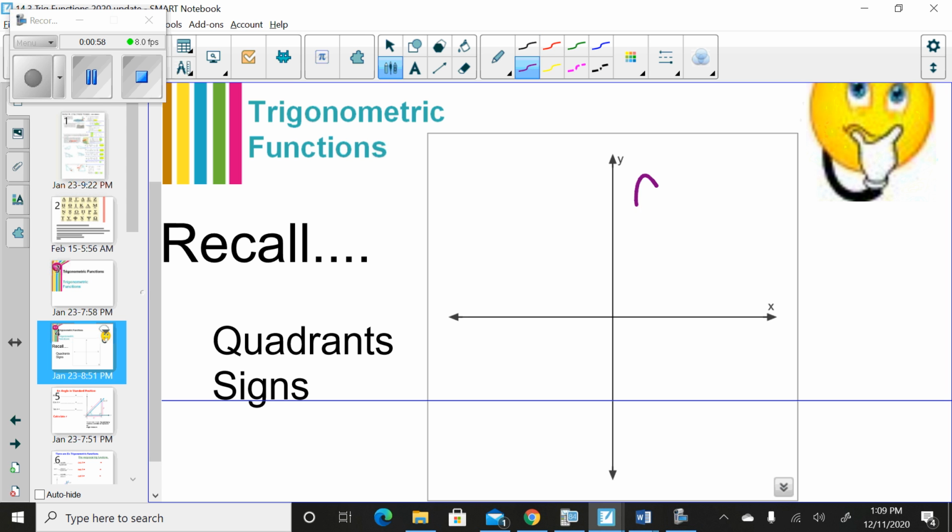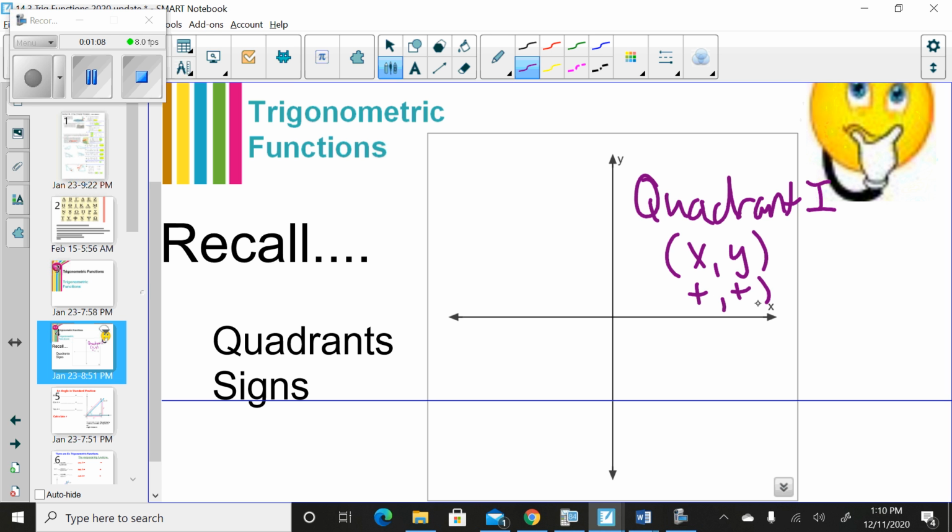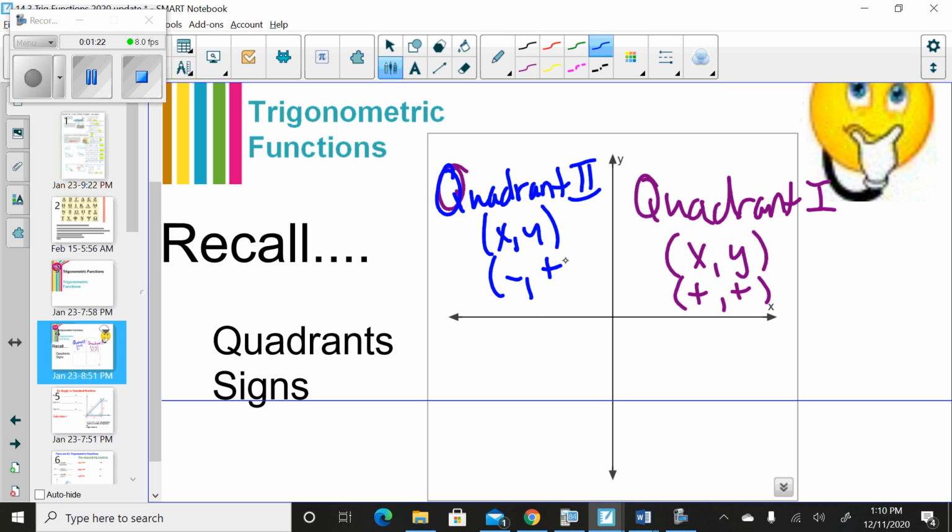All right, so we start with quadrant 1 up here. In quadrant 1, we think of ordered pairs, X comma Y, those locations. The X is positive and the Y is positive. As we move into quadrant 2, so counterclockwise, I wanted that in a different color. So quadrant 2, our X's and Y's over here, we had to go left, so that would be negative and then positive.